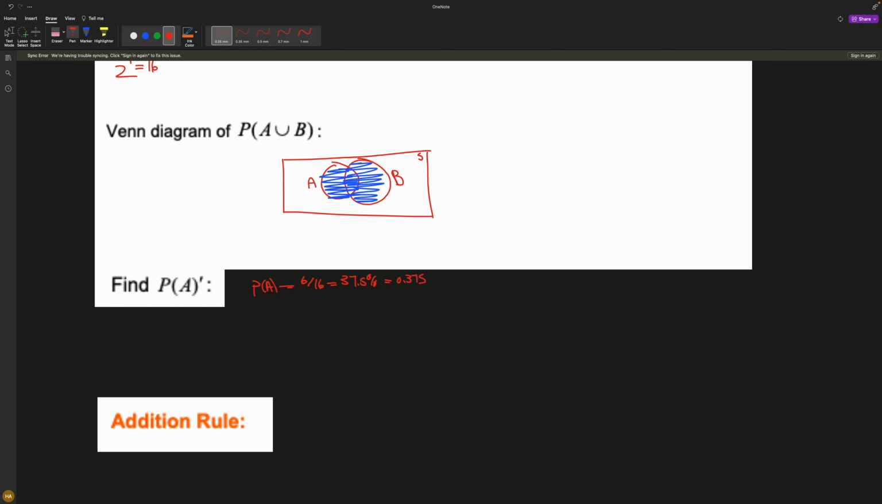So if the chance of me getting A is 37.5%, what are the chances I don't get A? Well, that would be 100% minus my 37.5%. And those would be the chances I don't get A. That's basically what it is.